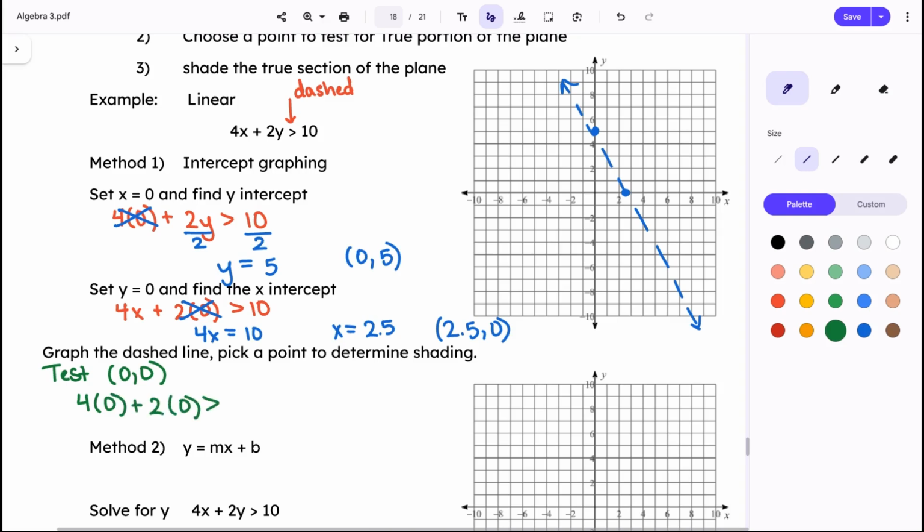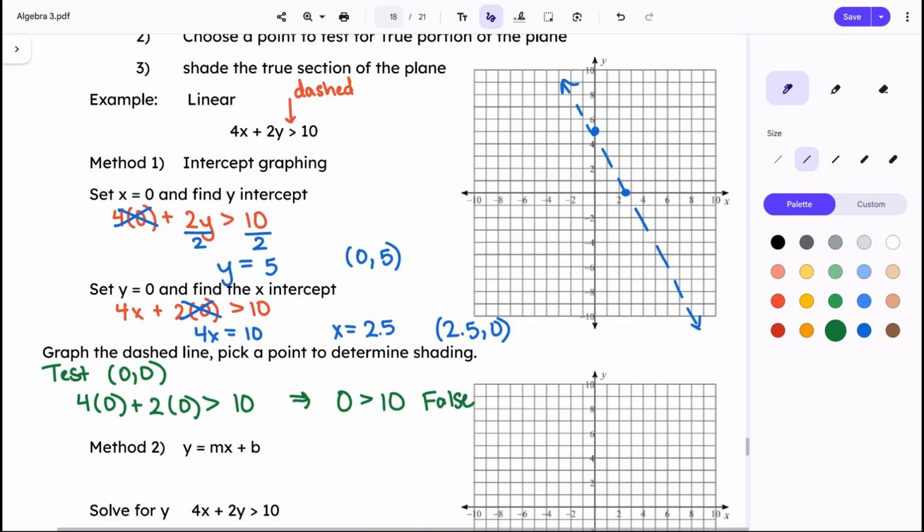So that would be 4 times 0 plus 2 times 0. Right now we're questioning, is this greater than 10? The whole left side should be 0. So I'm left with this statement: 0 is greater than 10. Is that true or false? It's false, right? 0 is not bigger than 10.